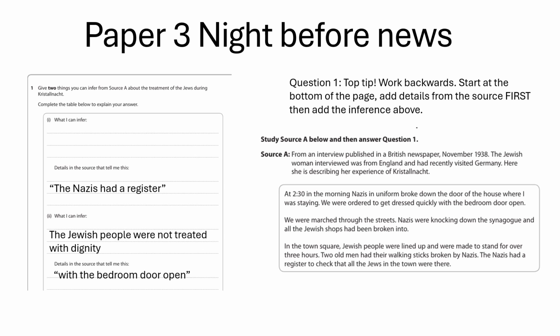You're then going to make an inference from your detail. So the first detail I'd written in was with the bedroom door open, because I think that tells me something about the treatment of Jews. And my inference above that is the Jewish people were not treated with dignity. My second detail was the Nazis had a register. So then I would write my inference above that. And as you can see here, I think the Nazis had a register. The inference that I get is that the persecution was organised. So remember, work from the bottom up, put the details in first, and then add your inferences.